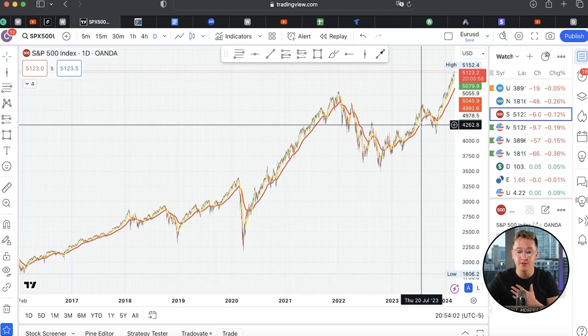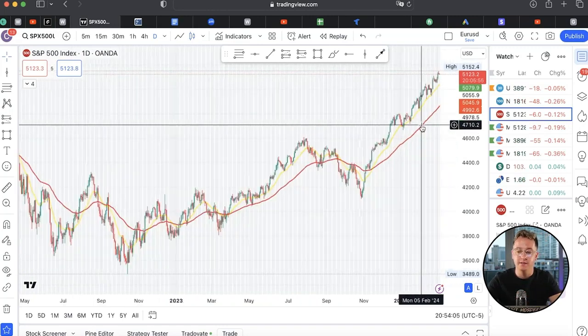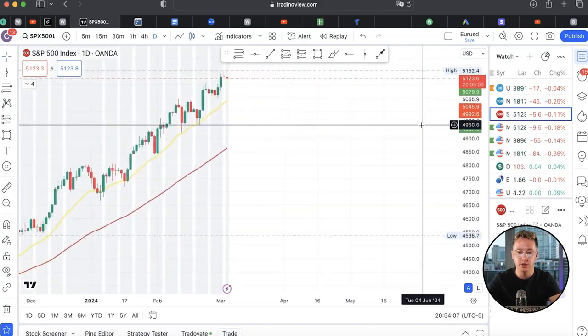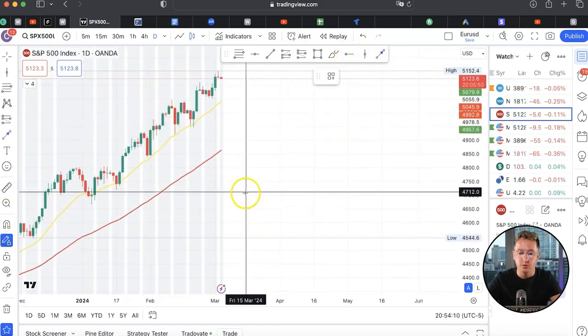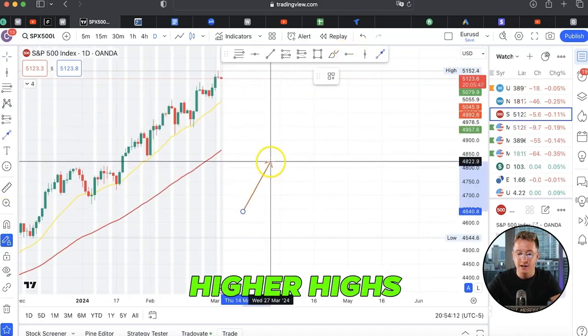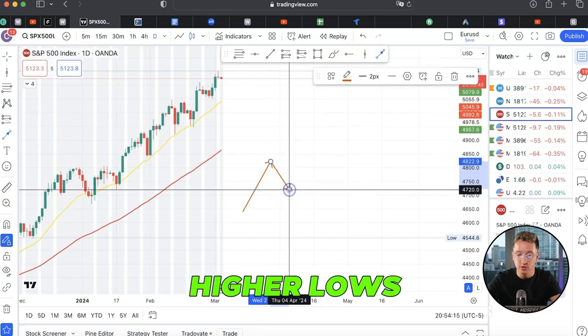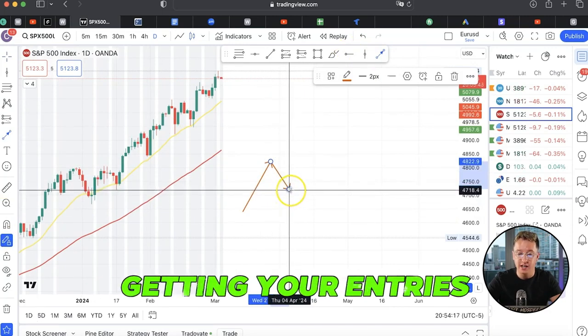So it works in my favor. So a lot of the time, if you guys really want to know what you should be looking for, very simple. You want to be looking for price to make higher highs, then to make higher lows, and this is where you're going to be getting your entries.